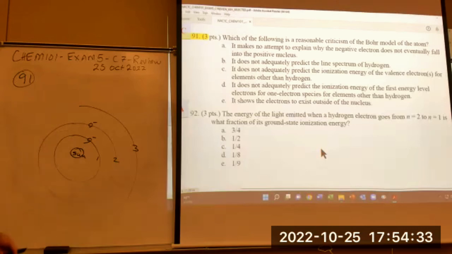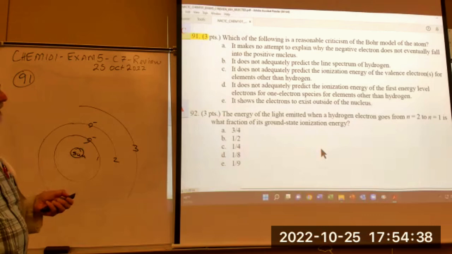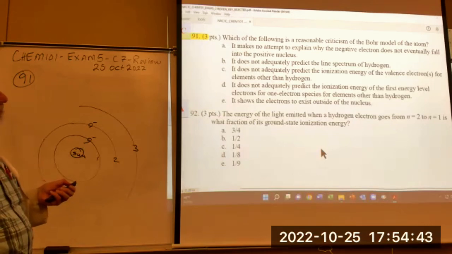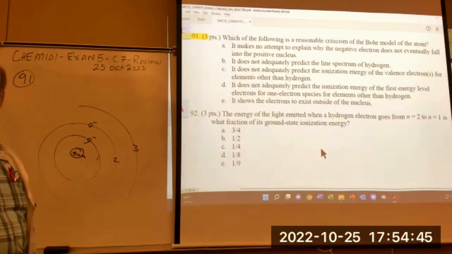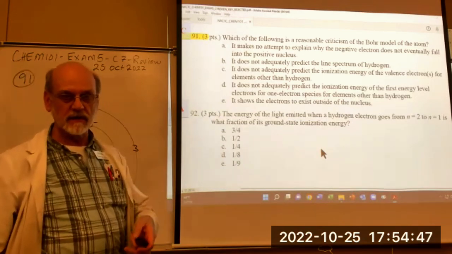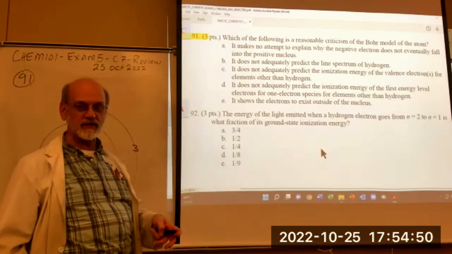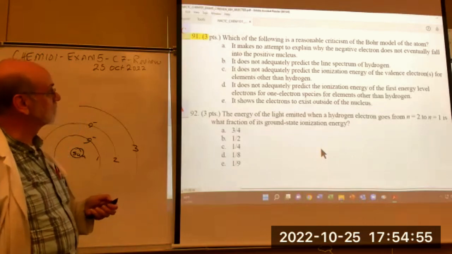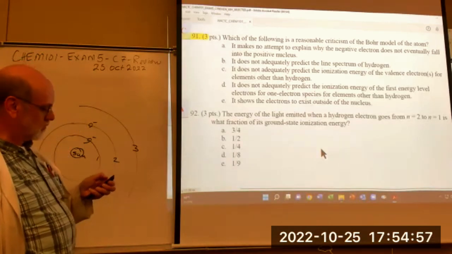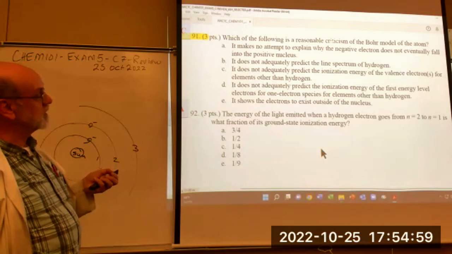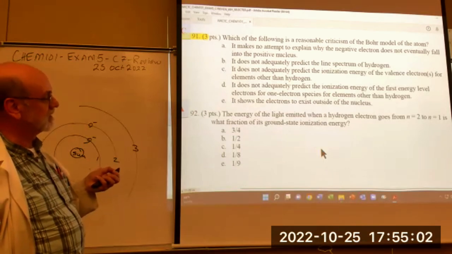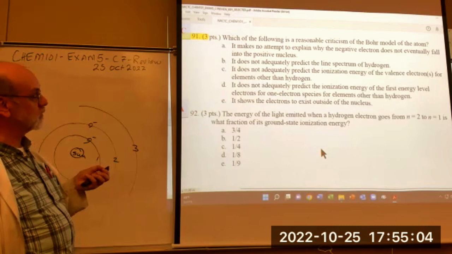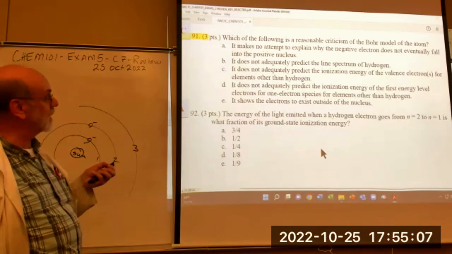Okay, now let's look at our possibilities. It makes no attempt to explain why a negative electron does not eventually fall into the positive nucleus. That's not a reasonable criticism because that's what it does. It makes no attempt to explain why the electrons don't fall into the nucleus, right? So that's a reasonable one. Well, it's not a reasonable criticism. It's a reasonable fact, right? So we're not criticizing Bohr for this one, because he made no claims there.